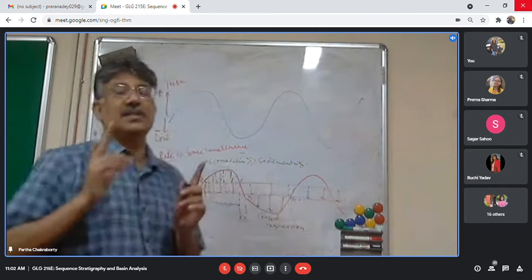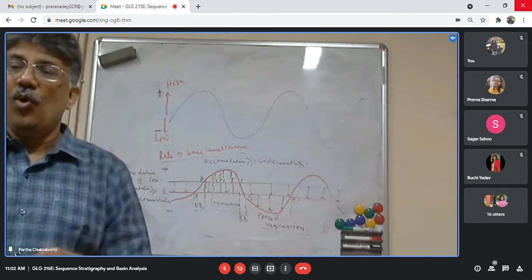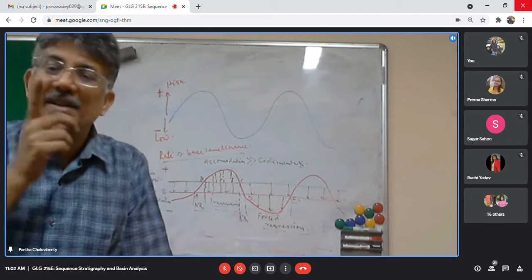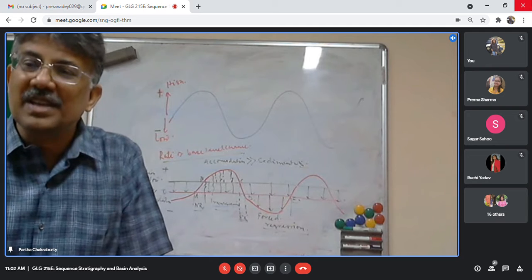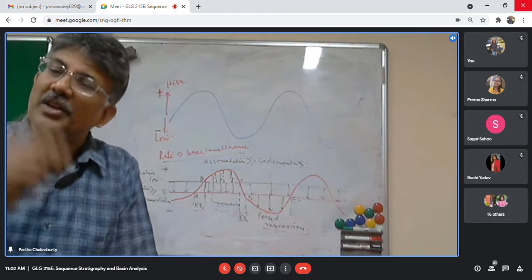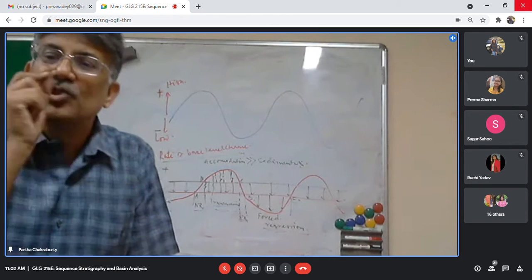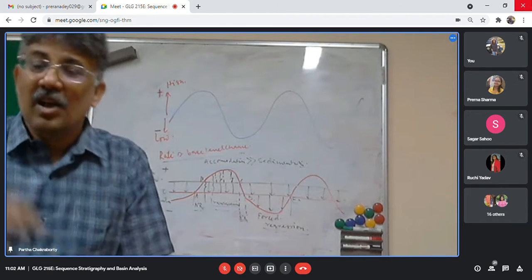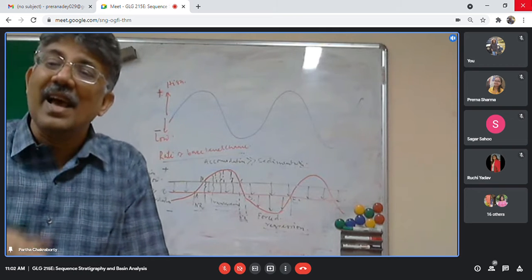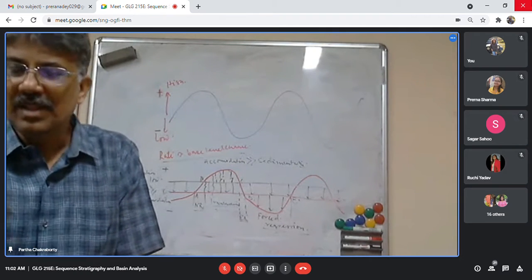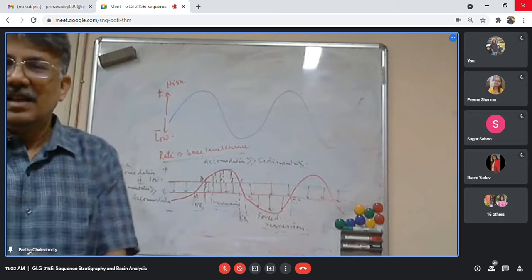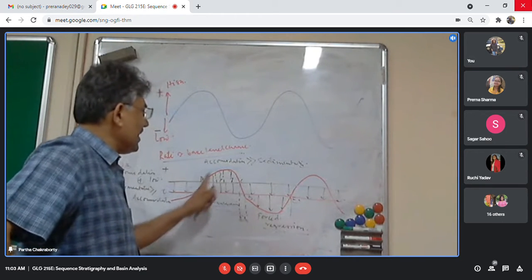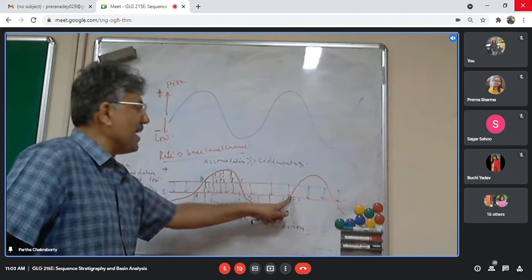There are two things that are clear from this diagram. One, regressions can be of two different types: a normal regression and a forced regression. Normal regression does not involve any base level fall. It is only the sedimentation overtaking the rate of base level rise. Whereas in a forced regression, there is a real base level fall. Second, if I consider this a cycle, a rise and fall, this makes one cycle.